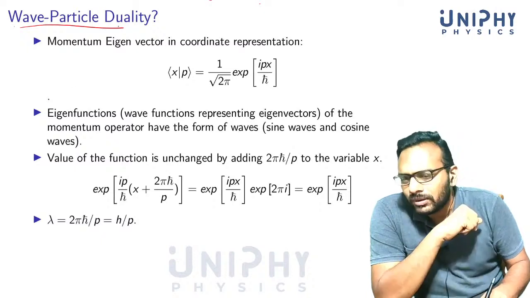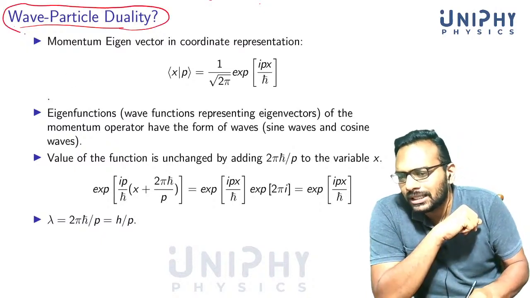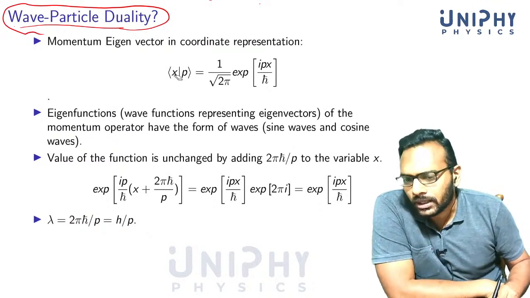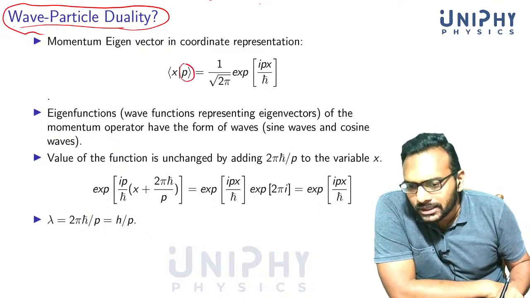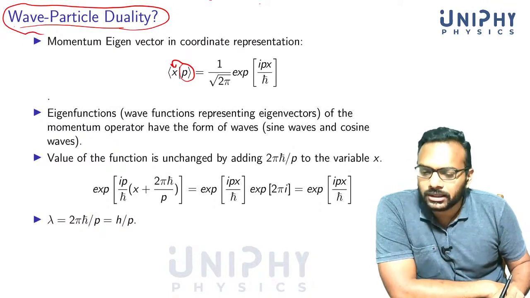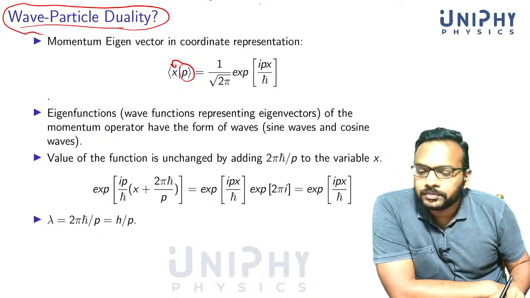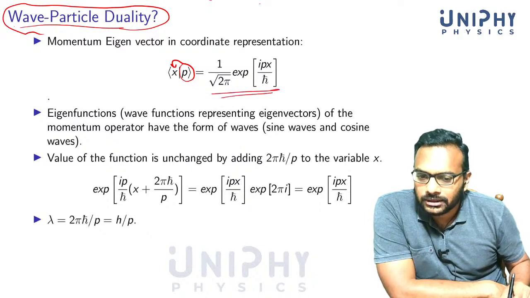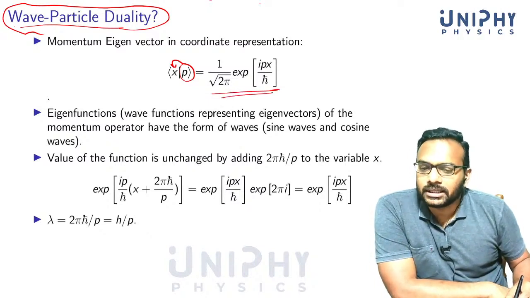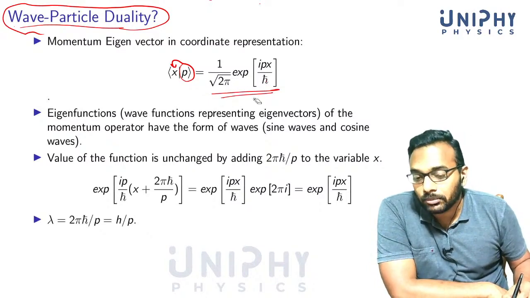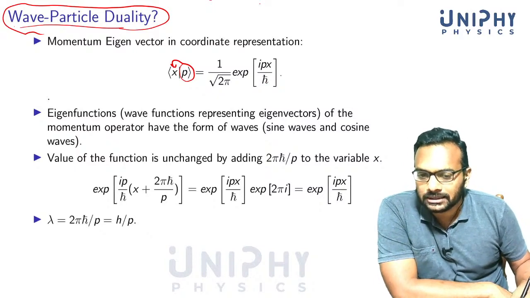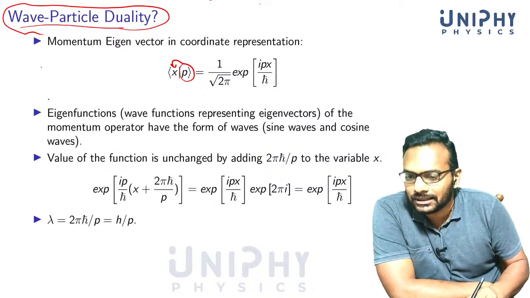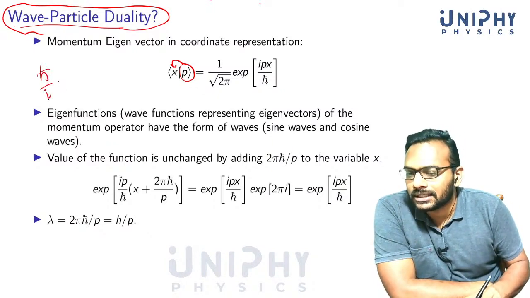But why do we have this wave particle duality kind of thing? I'll just explain it. If you take the momentum eigenvector and find the representation in coordinate basis, this is what you will get. This is the momentum eigenfunction in position basis. You can easily check this. You can see that this is an eigenfunction of the momentum operator.